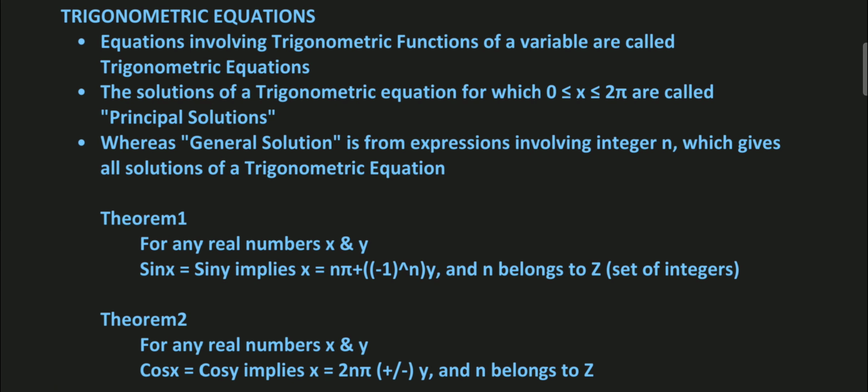Now comes the trigonometric equations. Equations involving trigonometric functions of a variable are called trigonometric equations. The solutions of a trigonometric equation for which 0 is less than or equal to x, which is less than or equal to 2 pi, are called principal solutions. The principal solutions lie between 0 and 180 degrees only, whereas the general solution is an expression involving integer n, which gives all solutions of a trigonometric equation.